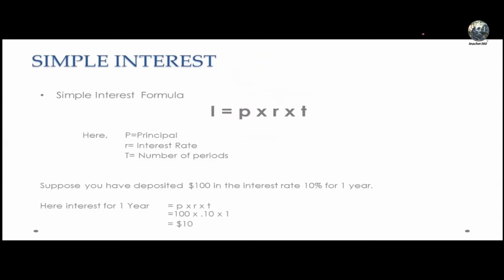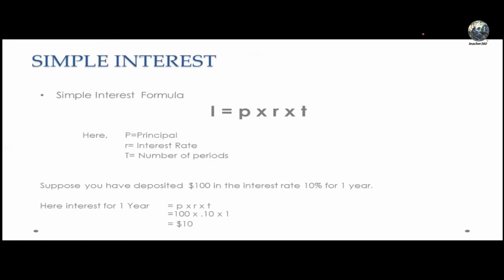It is very important to learn the ways of finding out simple interest and compound interest before going through time value of money calculation.